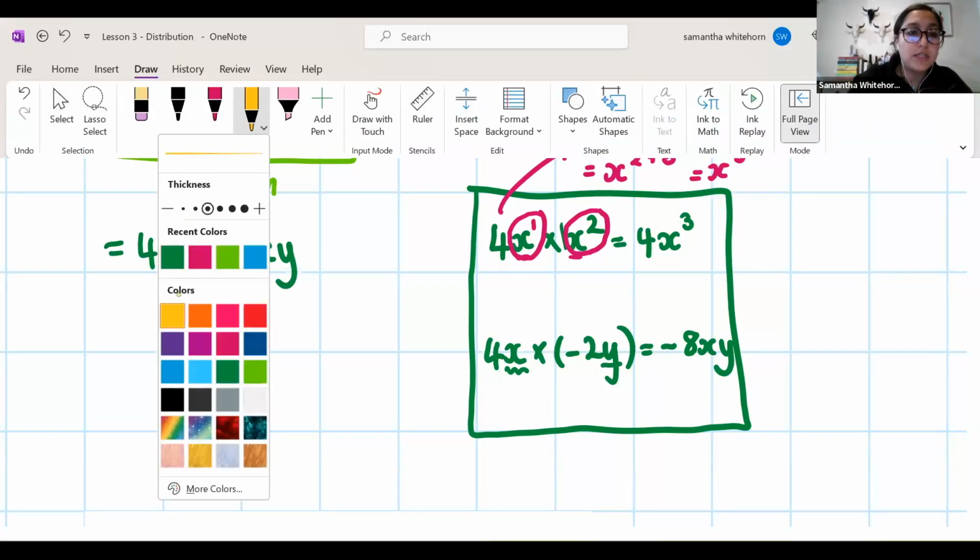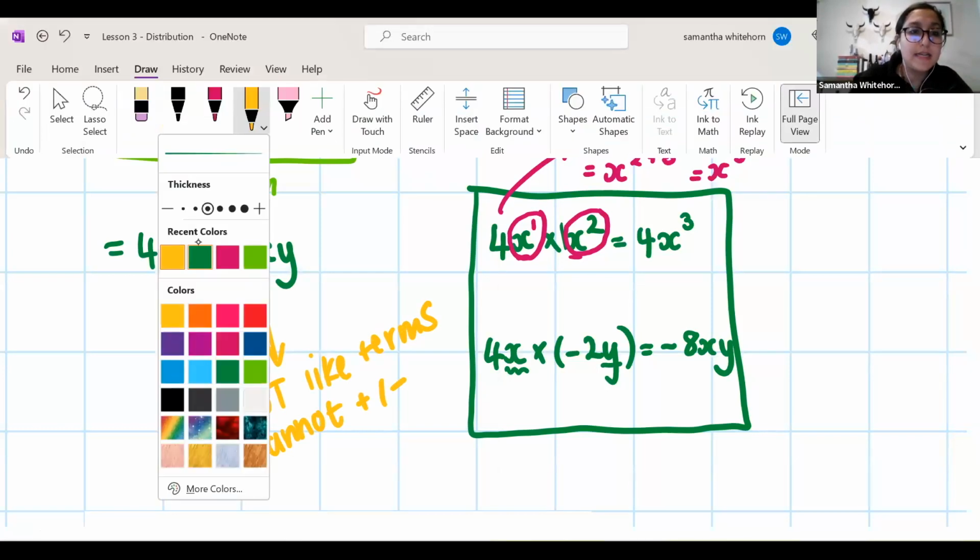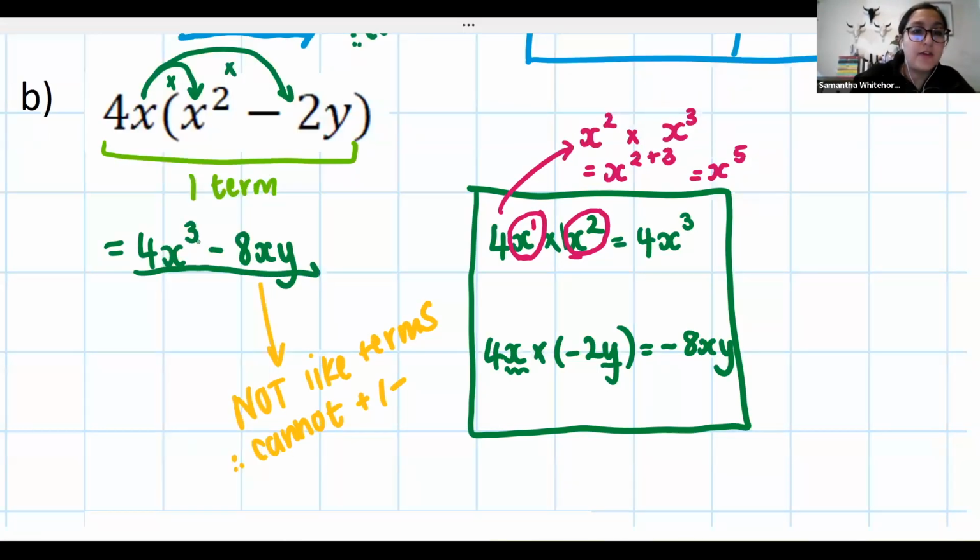Now again, what you need to notice is these are not like terms. So therefore, you cannot add or subtract them. So we cannot simplify further. And so this answer, 4x cubed minus 8xy, is the final simplified answer for this expression.